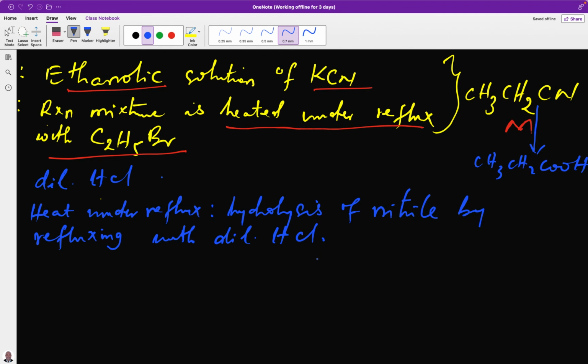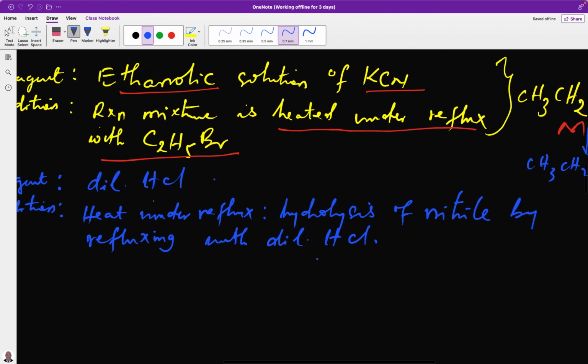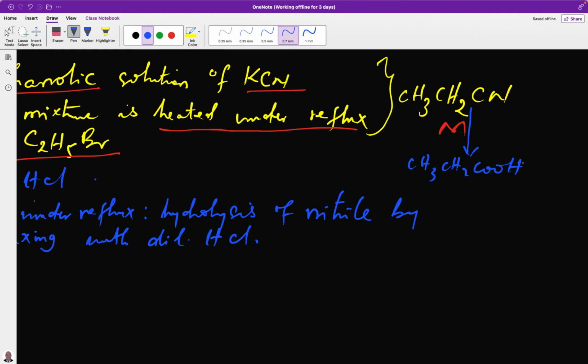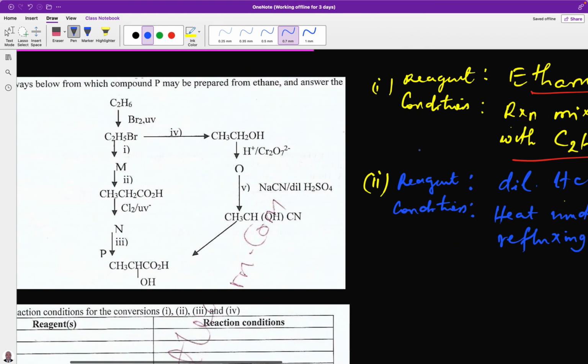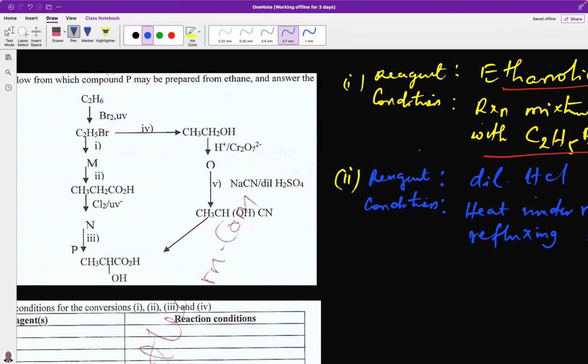Okay. Now, when we do that, we will have this compound here. Now, that compound is again chlorinated, or halogenated, with chlorine. The condition is under UV light. And under UV light, it is only a substitution reaction that will occur.